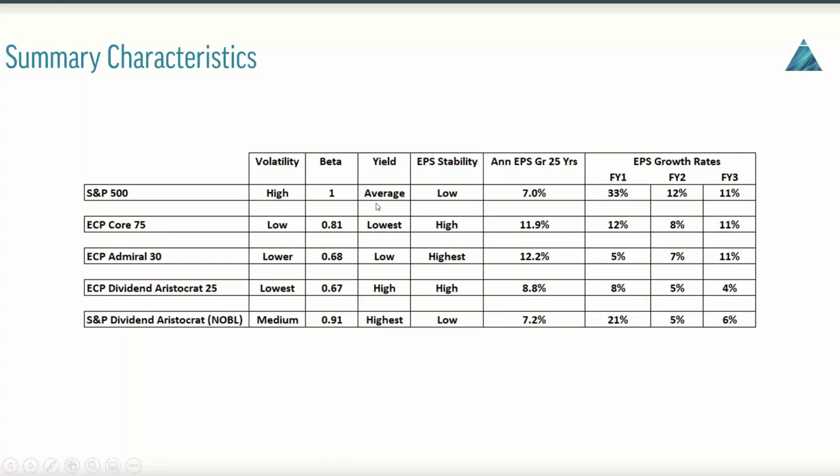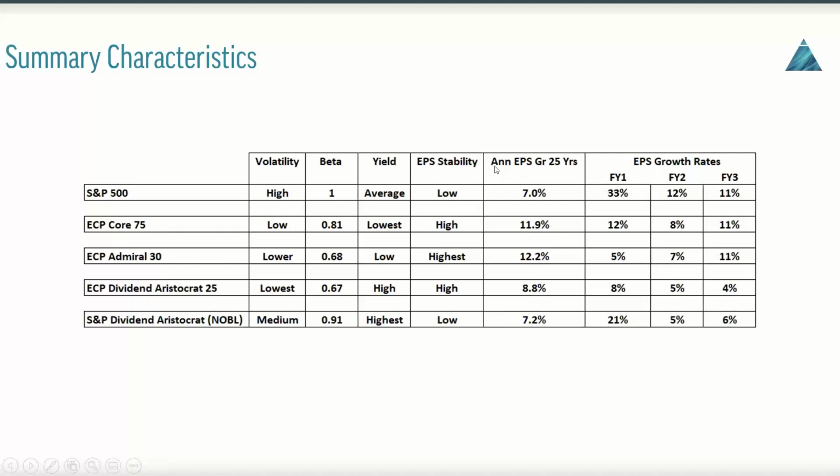We take a look at yields, right? So we'll use the S&P 500 as kind of our baseline. When you compare yields across the board to the remainder of the ECP family versus NOBL, obviously NOBL is going to have the highest yield. And then you've got your Core 25 Dividend Aristocrats with the next highest yield. And then we go down to the lowest, which is the ECP Core 75, and then the Admiral 30 with low yield. And it's really just a trade-off between your annualized EPS growth and your yield. So those that have the highest rates of growth are obviously going to have the lowest yield. Those with lower rates of growth are going to have higher yields. So that's pretty much the balance.